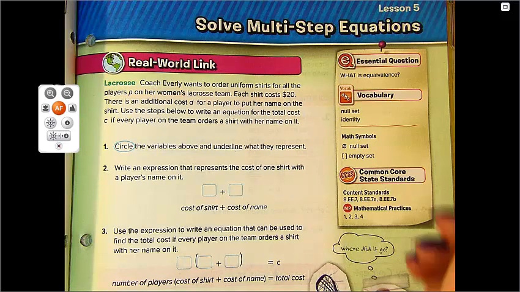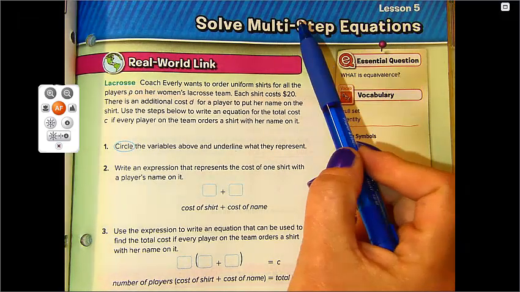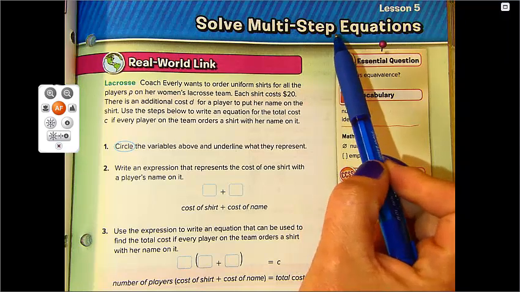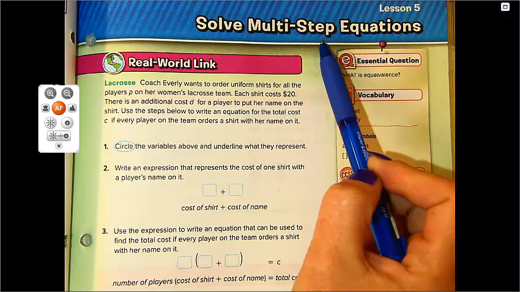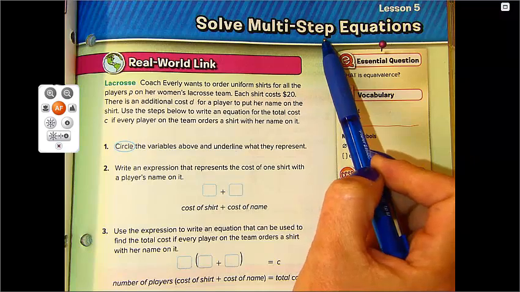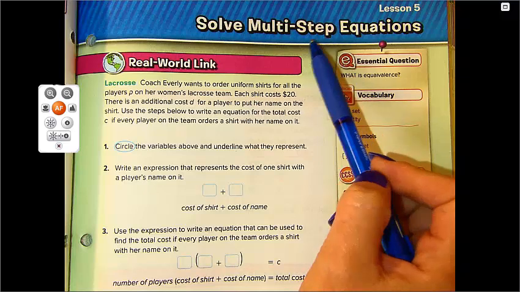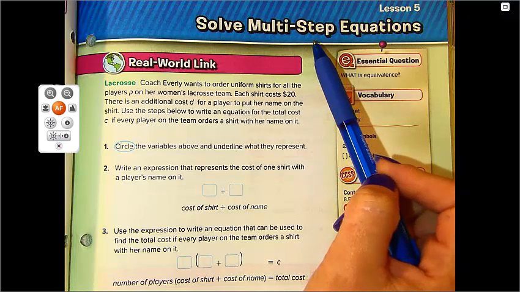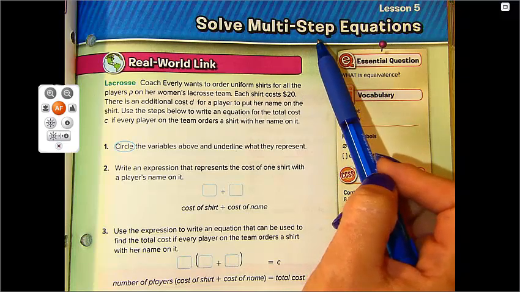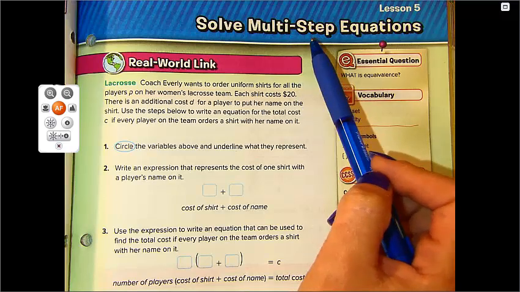All right, guys, we are ready for lesson 5, talking about solving multi-step equations. We're taking it a step further. We have talked about solving two-step equations, solving equations with variables on both sides. Well, now we're doing multi-step equations, which means there could be two, there could be more than two, but we know that we're going to have to do several things to an equation in order to get the correct answer.